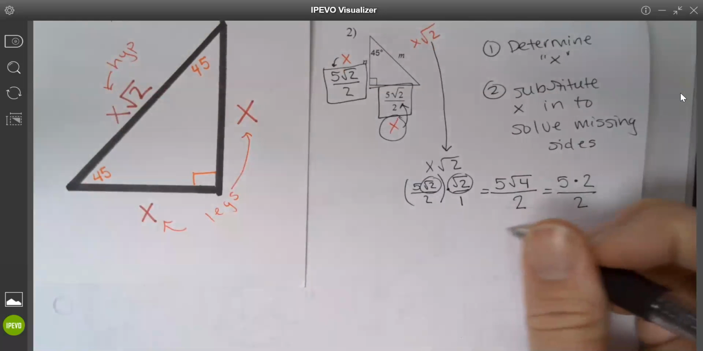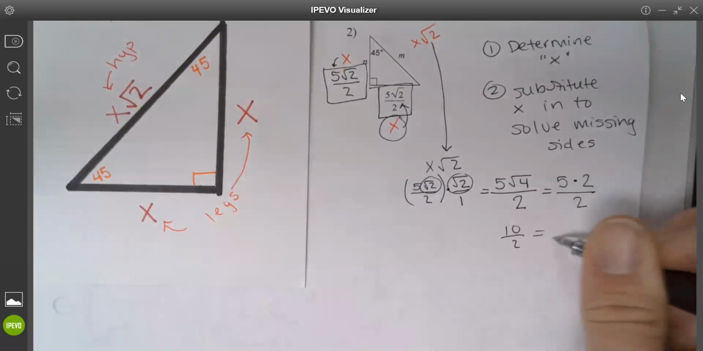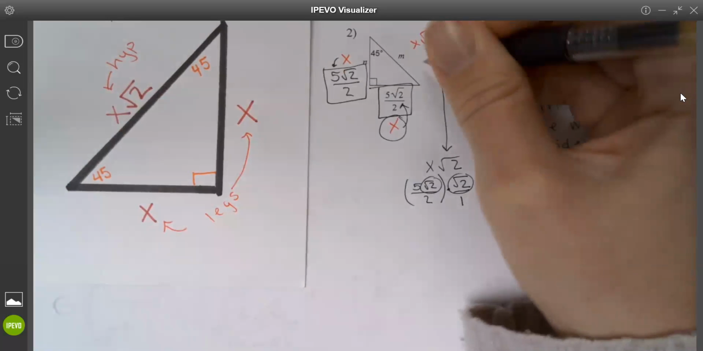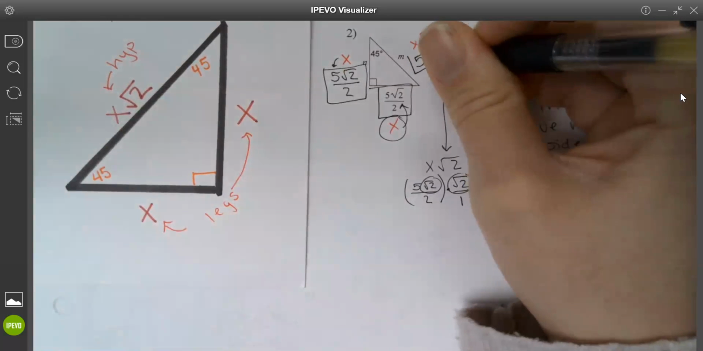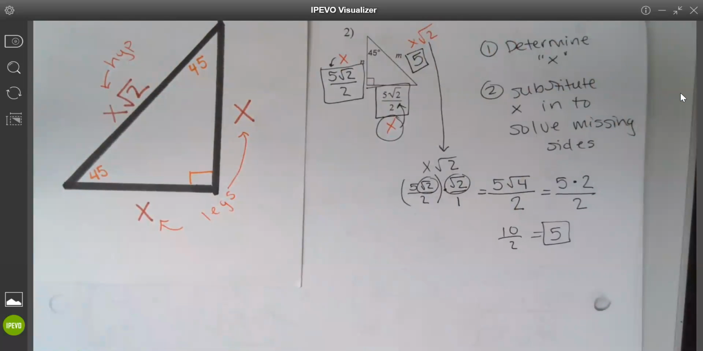So I'm going to get 10 halves, which reduces to 5. This side is equal to 5. X rad 2, cleaned up, is 5. So I have to do this work afterwards, and that's the tricky piece here.